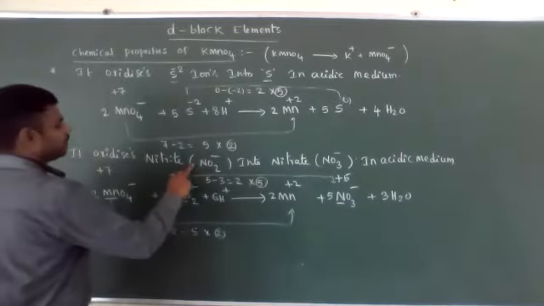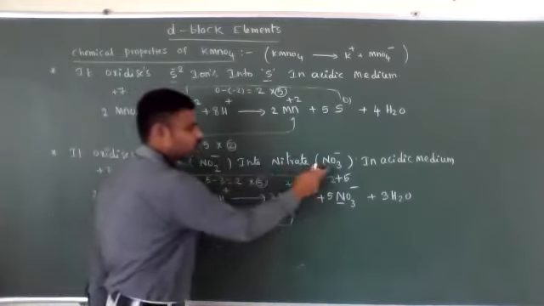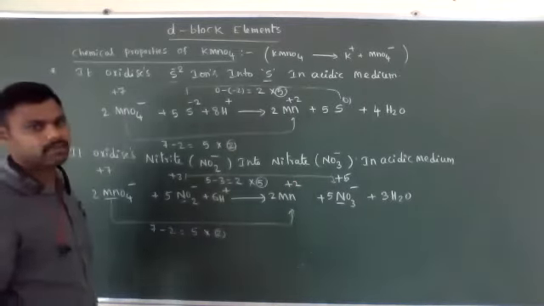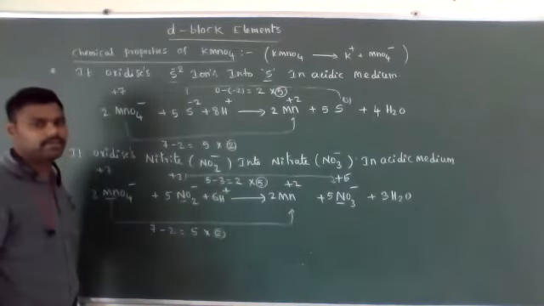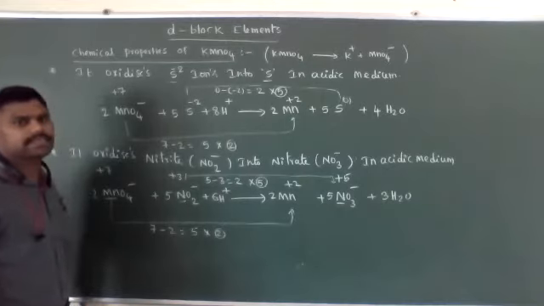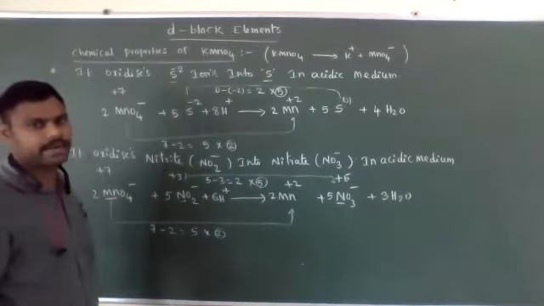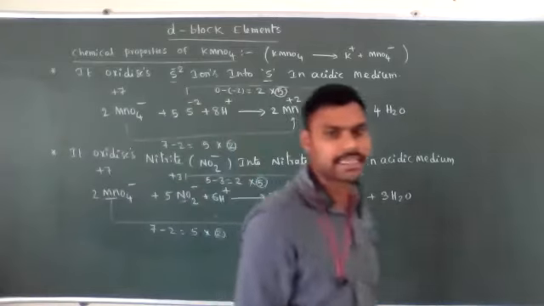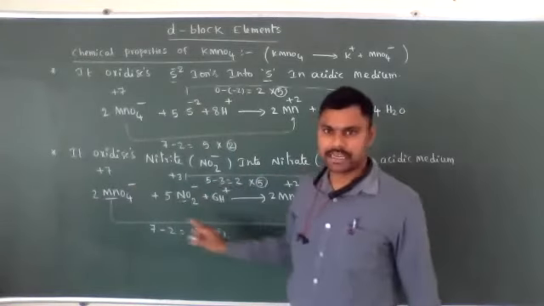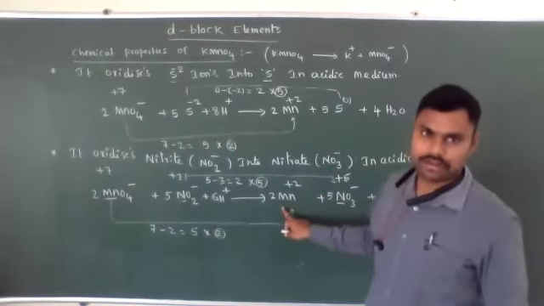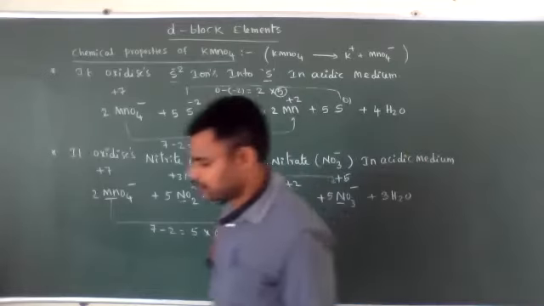So nitrite ion NO2 minus is converted to NO3 minus in acidic medium. In acidic medium KMnO4 acts as an oxidizing agent. Mn plus 7 is converted into Mn plus 2. Okay. Let's see one more example.